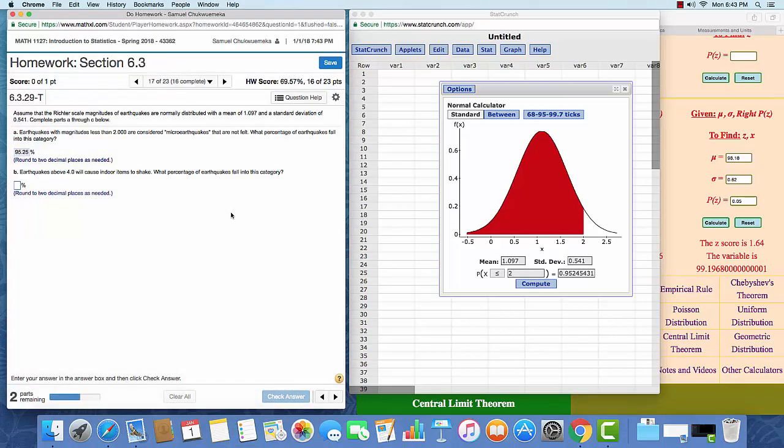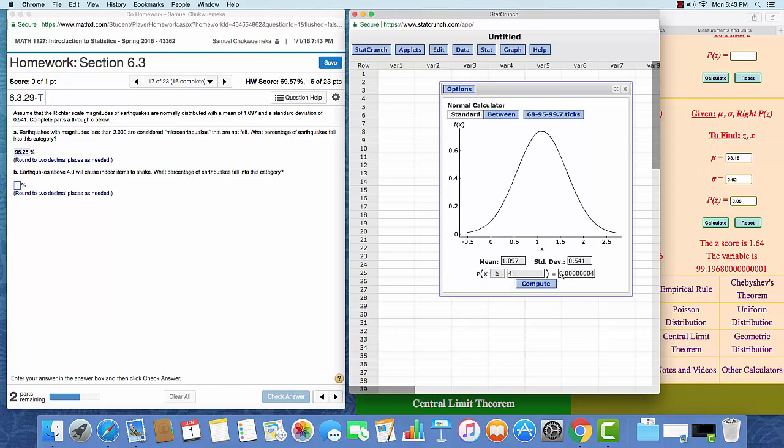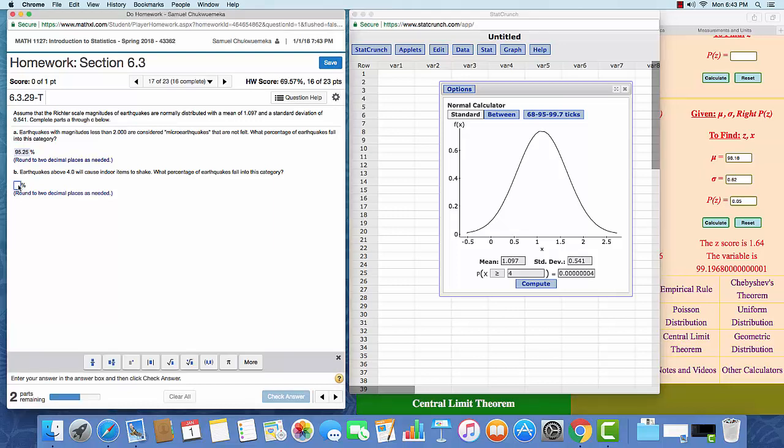B, earthquakes above 4.0 will cause indoor items to shake. What percentage of earthquakes fall into this category? Above 4.0, so we're going to put 4 here, but we put greater than or equal to 4. And that gives us 0. So 0.